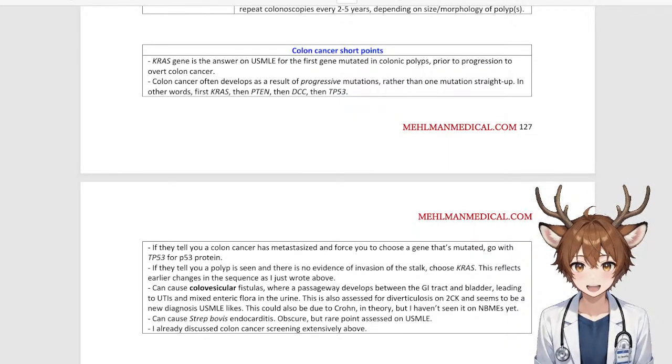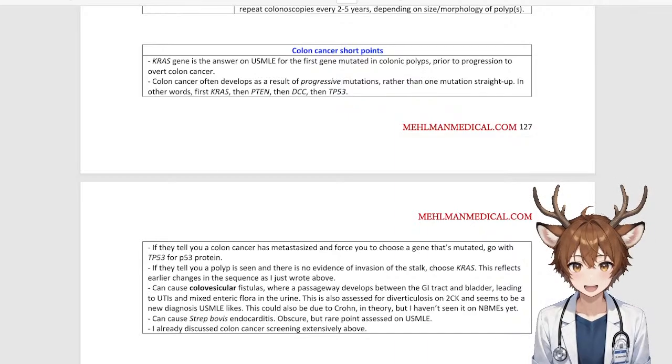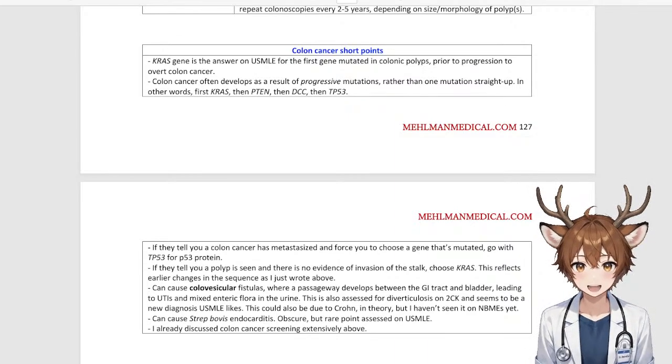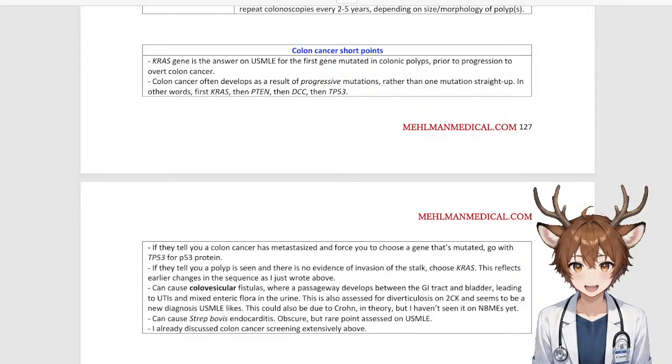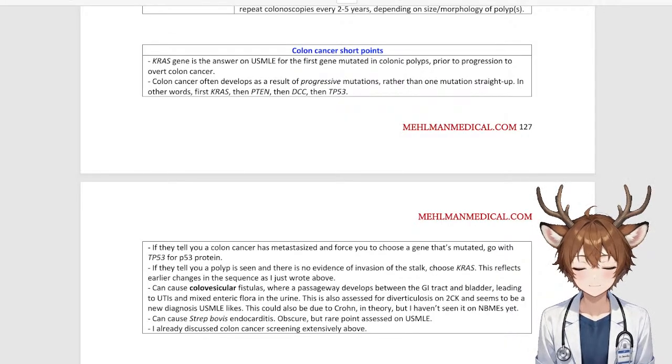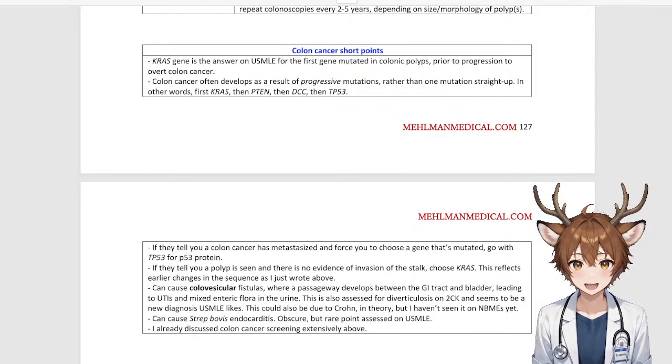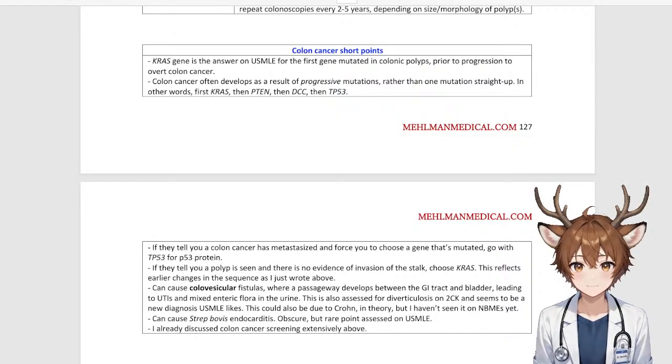If they tell you that colon cancer has metastasized and force you to choose a gene that's mutated, go with TP53 or P53. If they tell you a polyp is seen and there is no evidence of invasion of the stalk, choose KRAS. This reflects earlier changes in the sequence as I just wrote above.